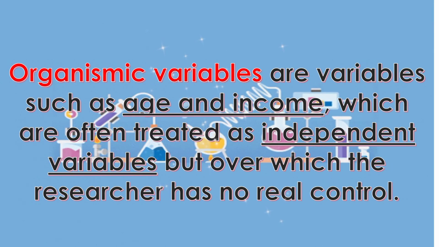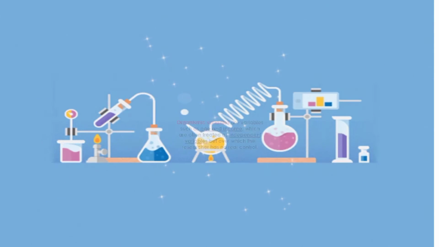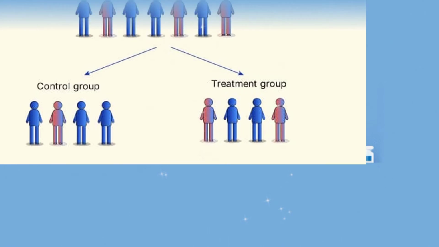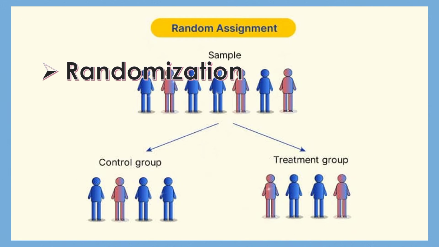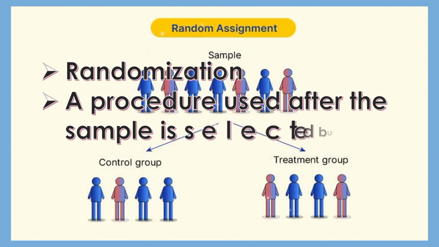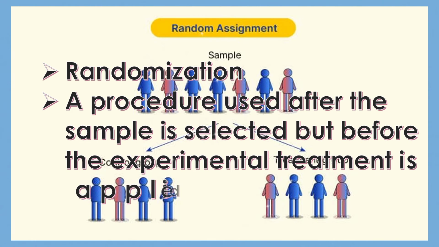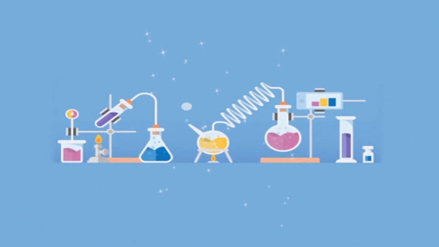Organismic variables are variables such as age and income. Random assignment is also known as randomization. It is a procedure used after the sample is selected, but before the experimental treatment is applied.